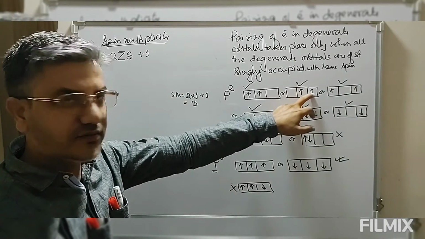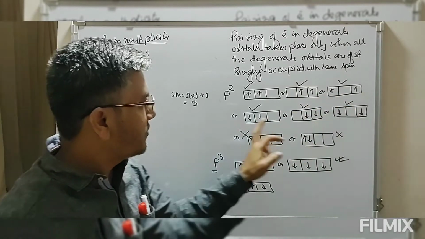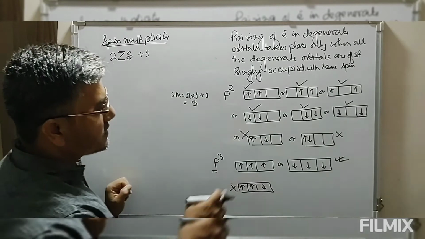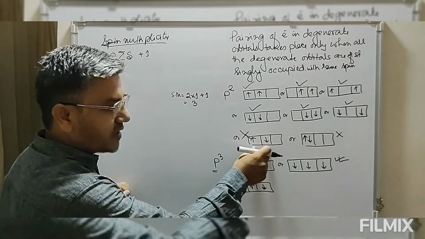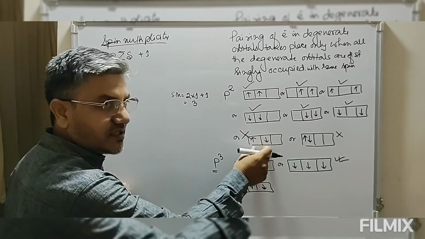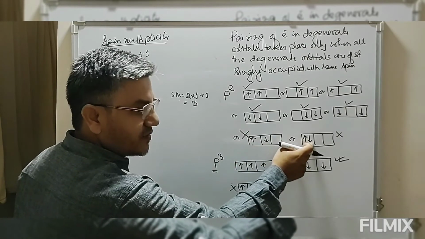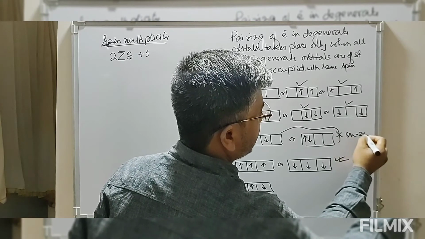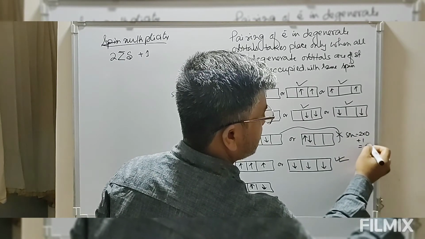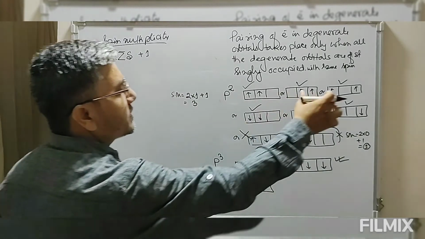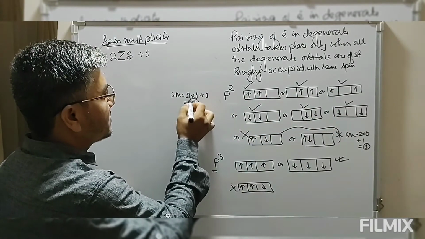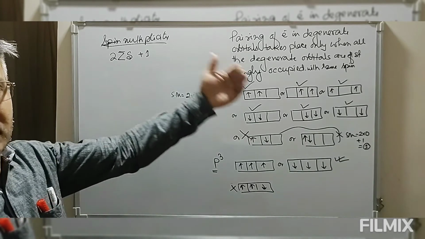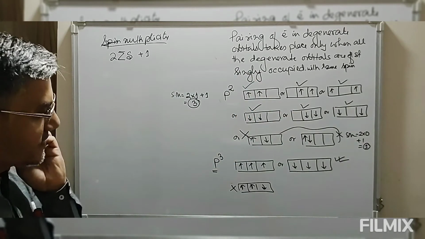Now if you look at this, this is plus, this is minus, both having opposite spin. So plus half minus half is 0, plus half minus half is 0. For these, spin multiplicity will be 2 into 0 plus 1, so this is 1, so multiplicity is 1. But if you take this particular configuration, multiplicity is 3. So the one having more multiplicity is the allowed electronic configuration.